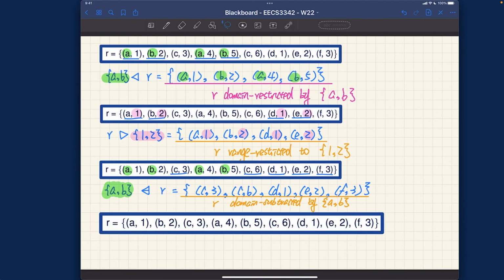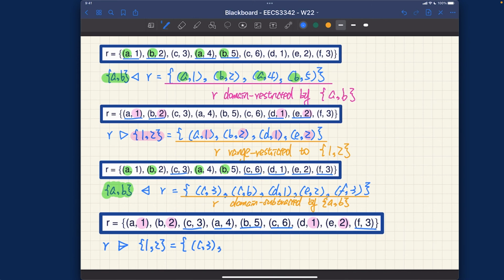All right. Let's now talk about range subtraction. So we got R. Since we talk about range, it should be on the right hand side. And it's 1, 2. And point to the range, and then it's going to be a minus sign over here, right? That's range subtraction. Okay. It should be equal to, very quickly. So now we got basically 1, 2, right? 1, 2. And we're going to subtract all of them. So that means we only got what's left. C3, A4, B5, C6, and also F3. That's all we got left.